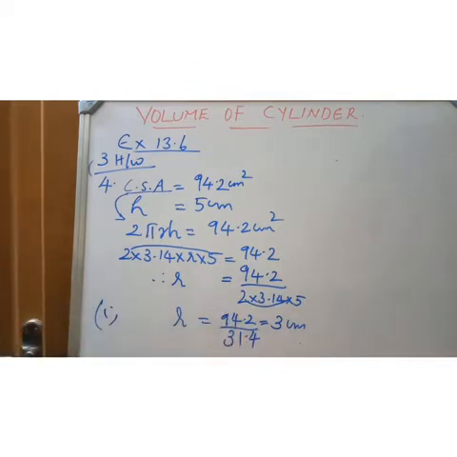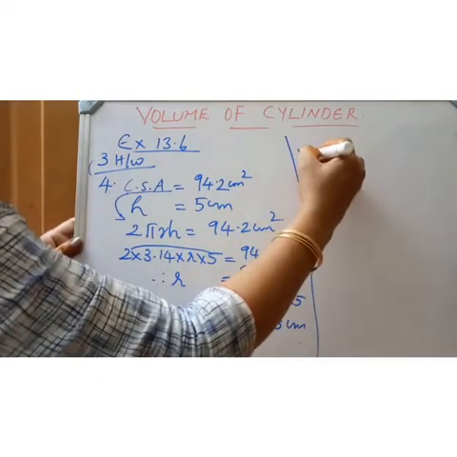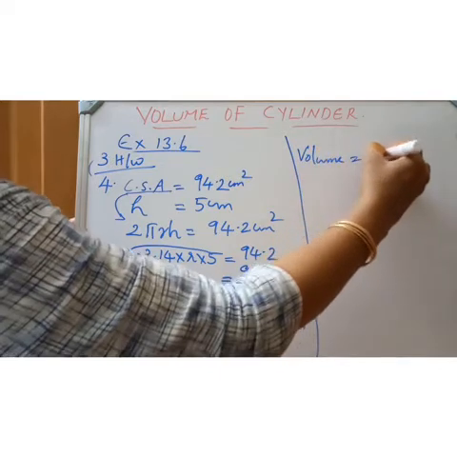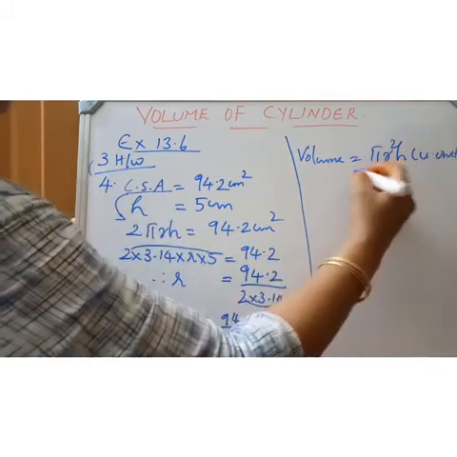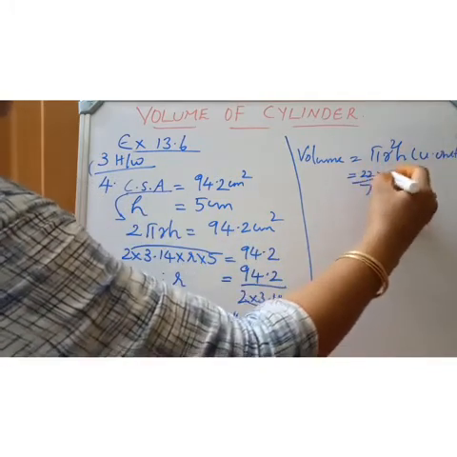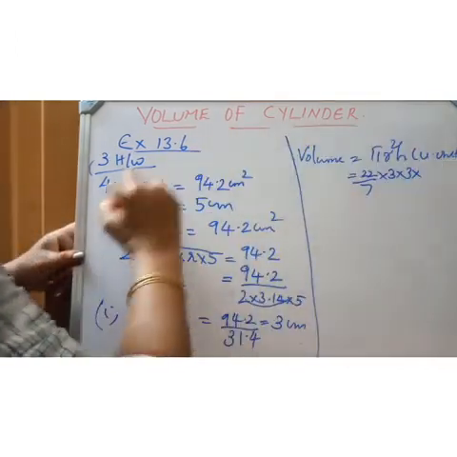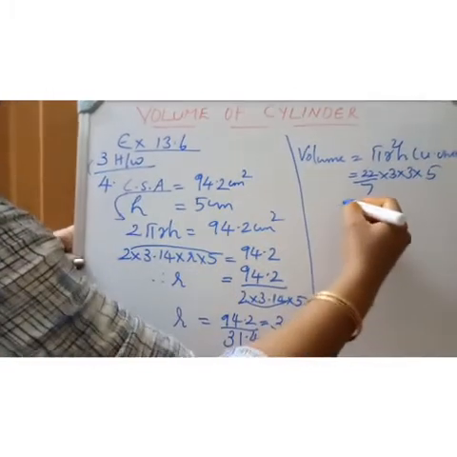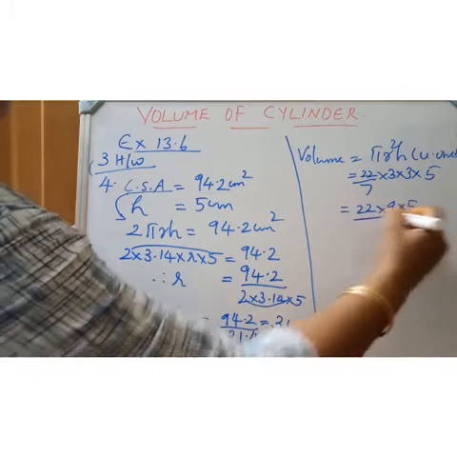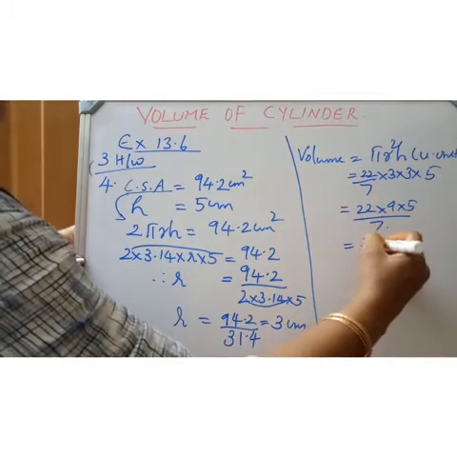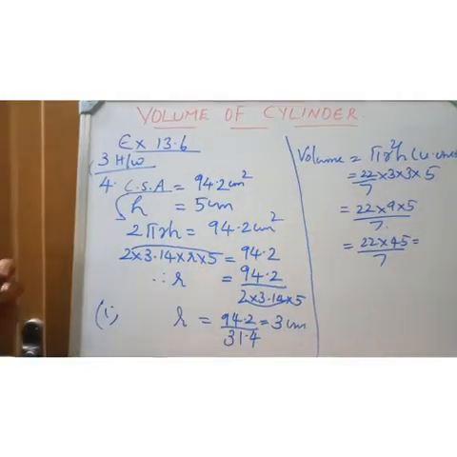Next, they ask you to find out the volume, isn't it? So volume of cylinder V equal to pi r square h cubic units. So 22 by 7 into r square, r value is 3, 3 into 3, into h value 5. Okay, so 22 into 9 into 5 divided by 7, that is 22 into 45 divided by 7.